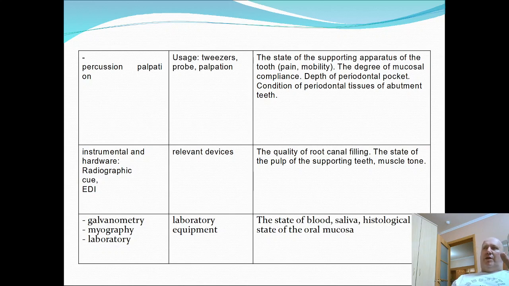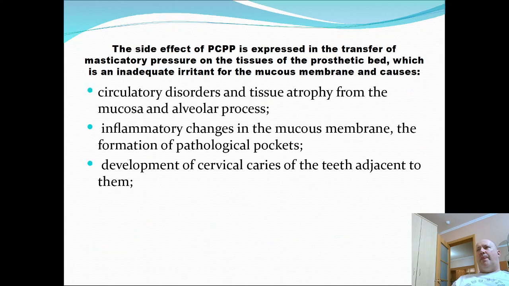This is an X-ray, or it can be an ultrasound check. And then here are laboratory methods: galvanometry, myography. Laboratory methods are not so frequently used, but we do it sometimes.